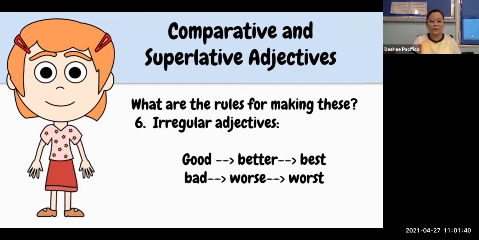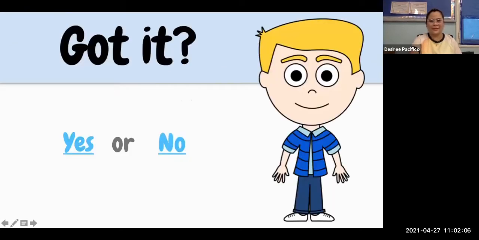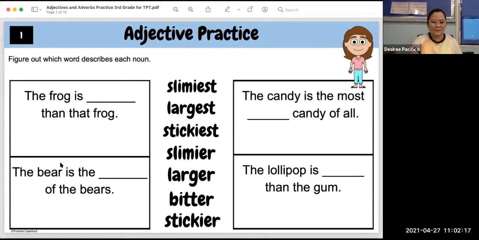These are good. If you compare two items, it becomes better. And if you compare multiple items, you use best. Also with bad, you are going to use worse if you compare two items, and you're going to use worst if you compare multiple items. Okay, I know it's still hard to understand what I am talking about, but let's practice on these examples.